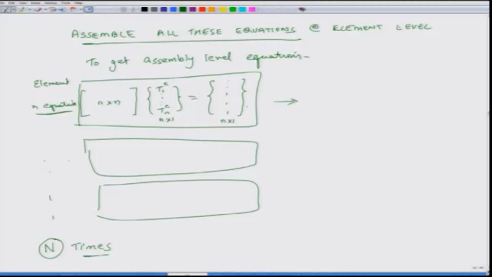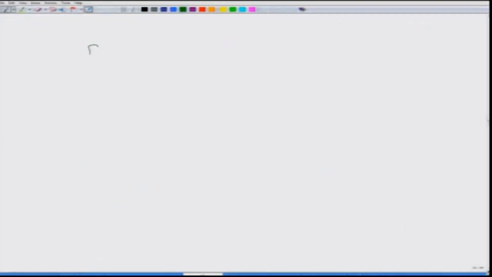So you will write all these element level equations for big N different times, and then using some principles of mathematics, we will figure out how to assemble those equations, and finally when you assemble these equations, you will get one big matrix of this form.